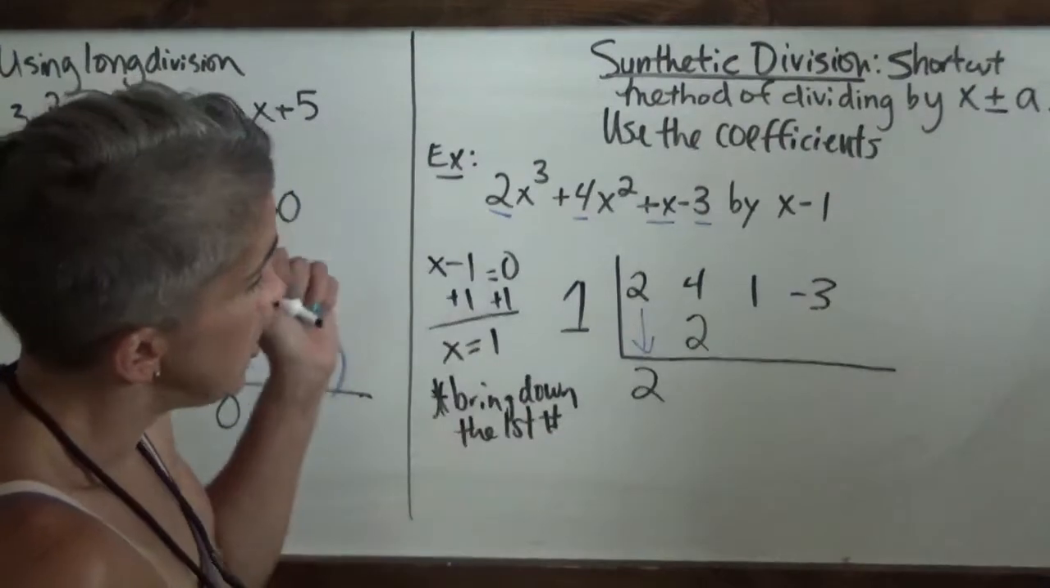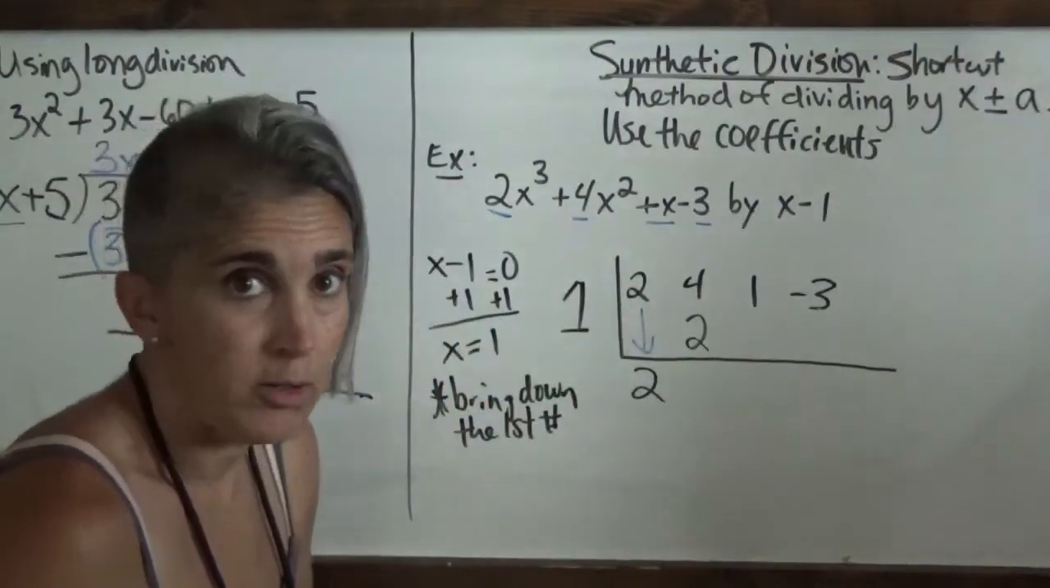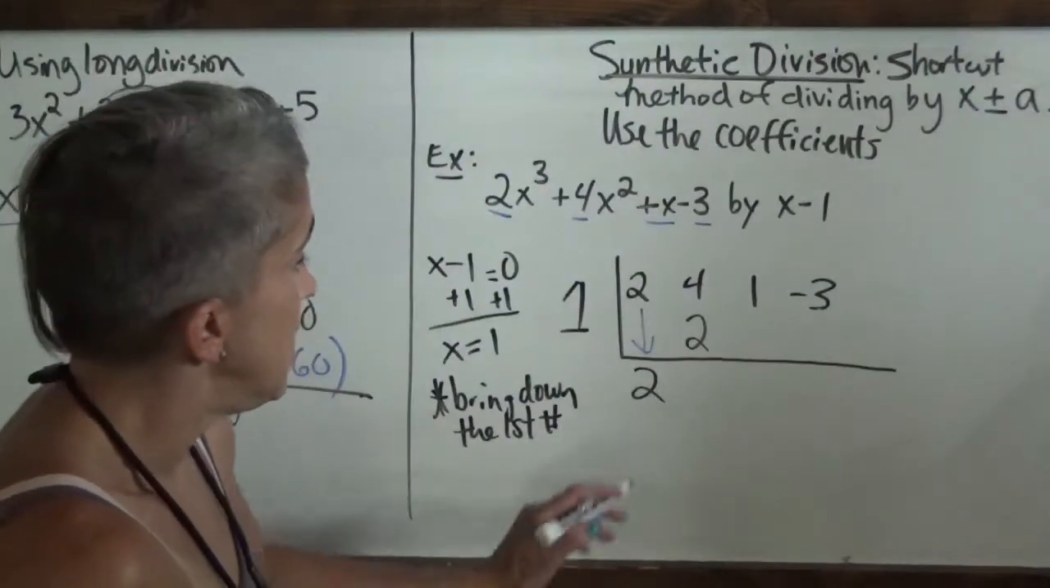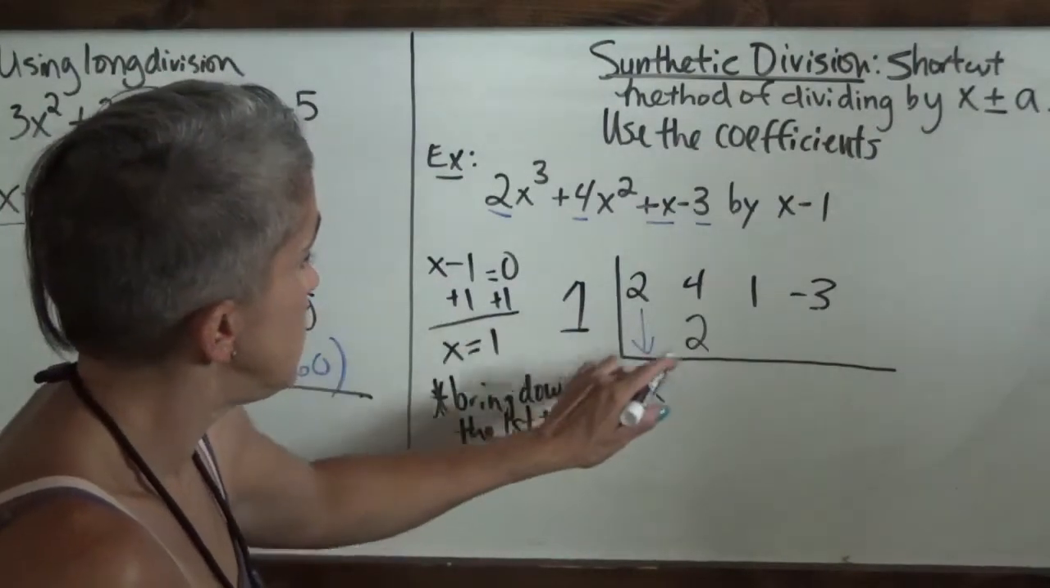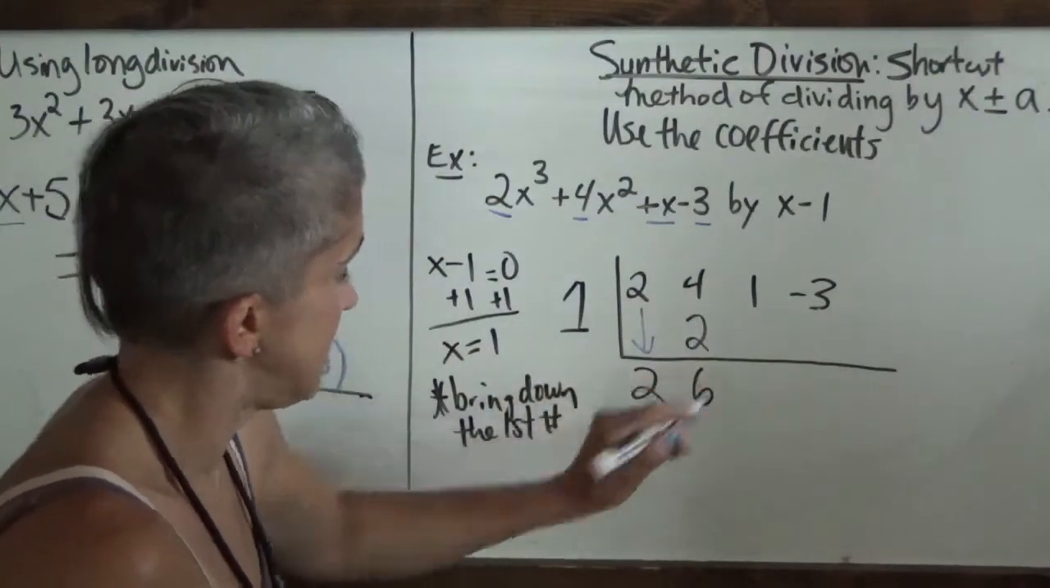Now you're not going to do what you did for long division, subtract. You're going to just add whatever's there. So you just have to watch your signs. So I brought down the 2. 2 times 1 is 2. Now I'm adding these 2 up. 4 plus 2 is 6.